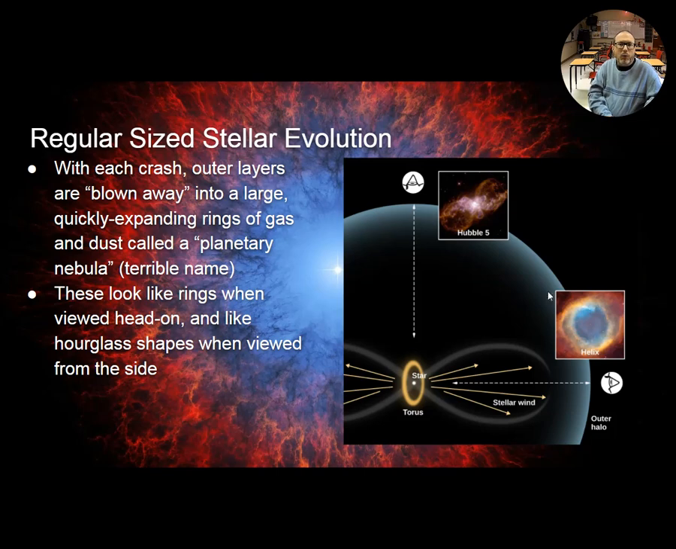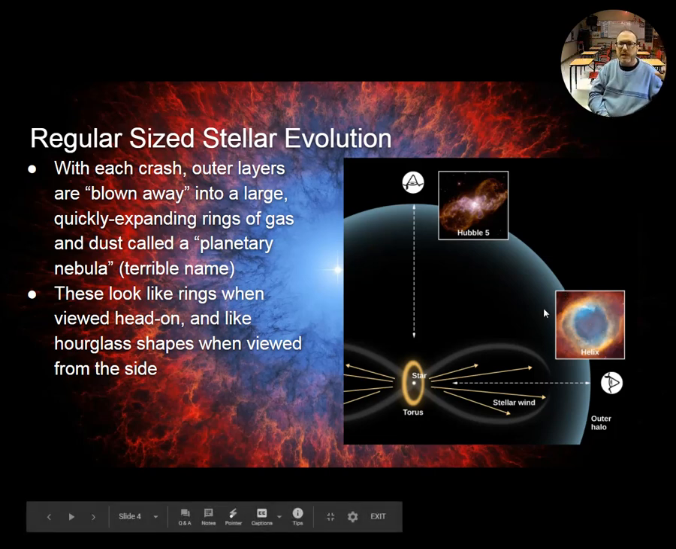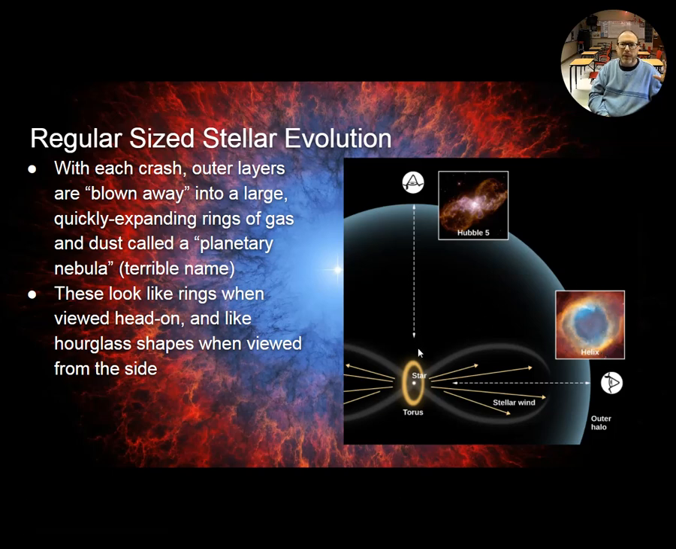And depending on your point of view, when one of these planetary nebulas occurs, if you happen to be looking at it perpendicular to the expansion of that cloud, then you see what looks much more like a ring. Whereas if you happen to be looking at it from any other angle, from directly outside of it to any angle in between there, then it takes on more of an hourglass shape.